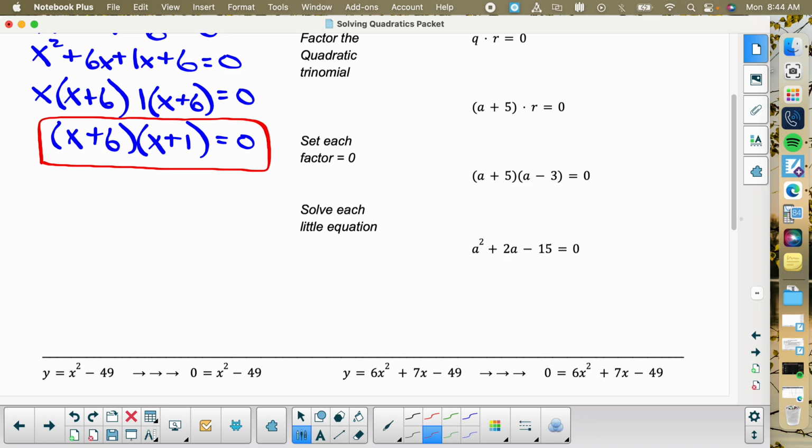So we know that this parentheses or this parentheses is 0.